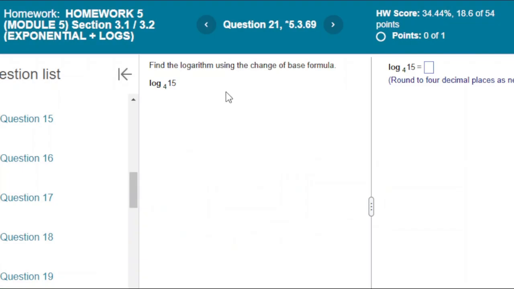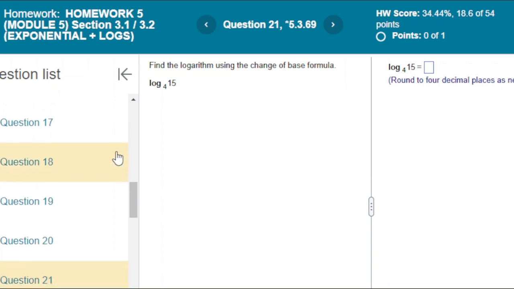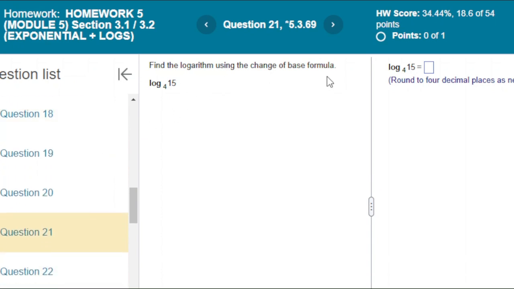All right, now here we actually have to use a calculator. This one says, find the logarithm using the change of base formula. So log base 4 of what would equal 15? Well, notice 4 to the 1 power would be 4. 4 squared would be 16. So 4 to the what is going to give us 15? It's got to be like 1 point something. It's got to be pretty close to 2, maybe just a little bit less than 2.